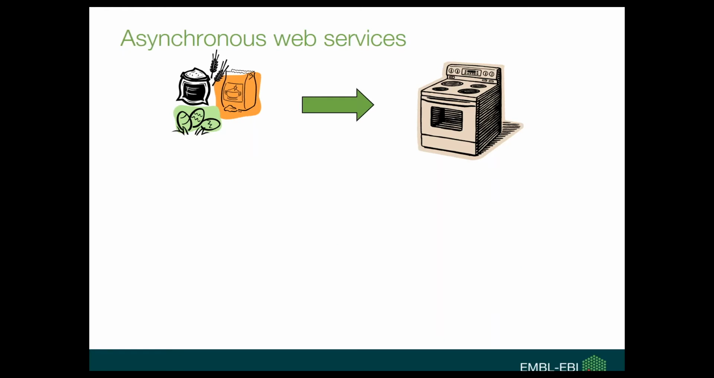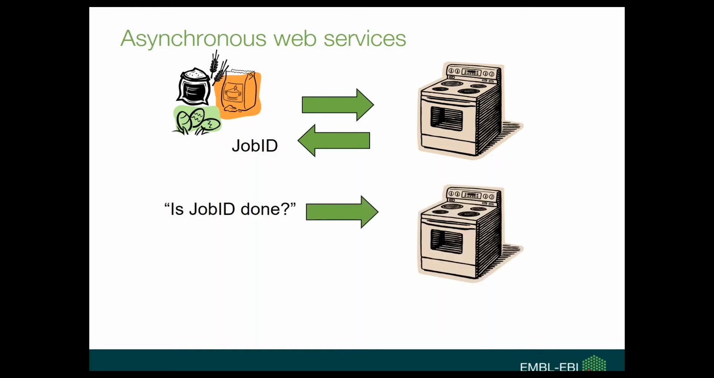So instead, there's something called asynchronous web services. And here you might put your ingredients in, and instead of returning a cake, you'll get back a ticket or a job identifier. Then you can go back to the server and say, is my cake done yet? Is job ID done? And the server can give a response saying, still cooking, still running.